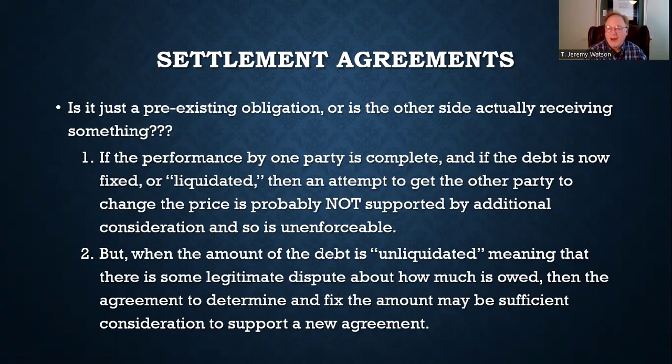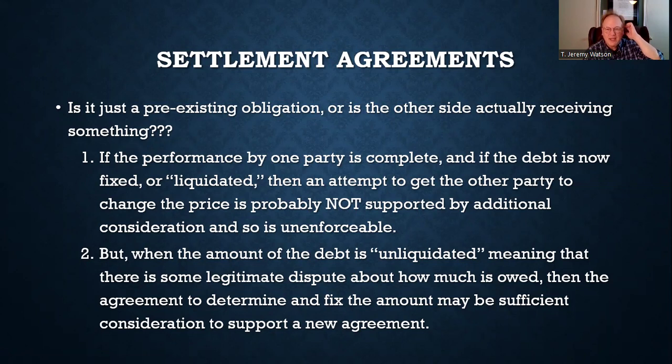I've already delivered the car. Now you say you're going to pay me 18 grand. Well, you were already obligated to pay me 18 grand. In fact, you were obligated to pay me more. So what am I getting for releasing that $2,000? That claim was already liquidated. We knew how much you owed. That might be different from an unliquidated claim, though.